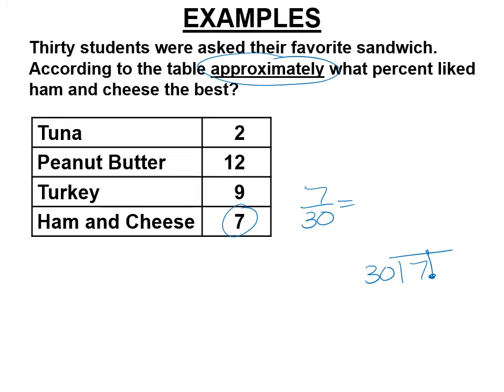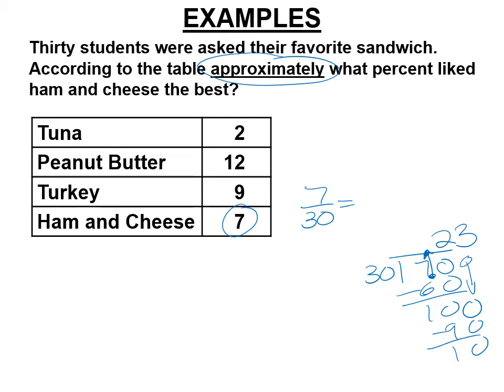7 has a decimal point straight up. Add a 0. 7 to 30 goes what? Twice. 2 times 30 is 60. No borrowing. Remainder 10. Bring down a 0. 30 into 100 goes 3 times. 3 times 30 is 90. Remainder 10. Bring down a 0. And we're going to get 3's forever, it looks like here. So this is 0.2 with 3 repeating.